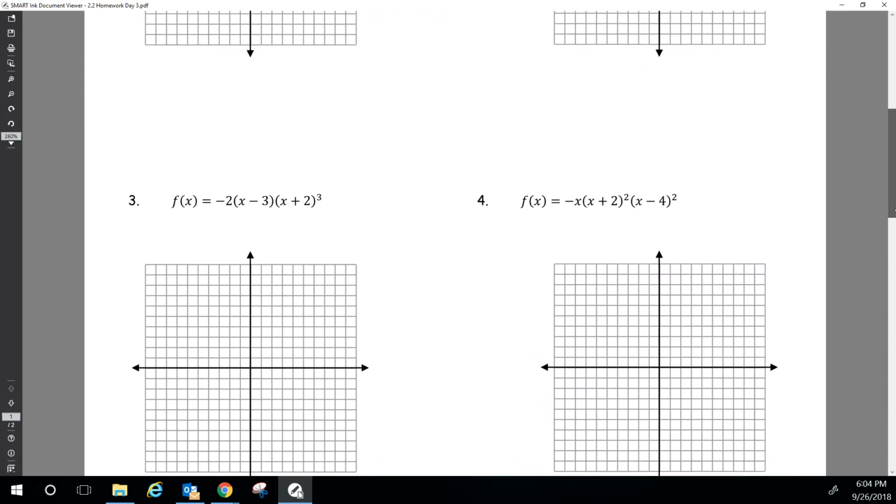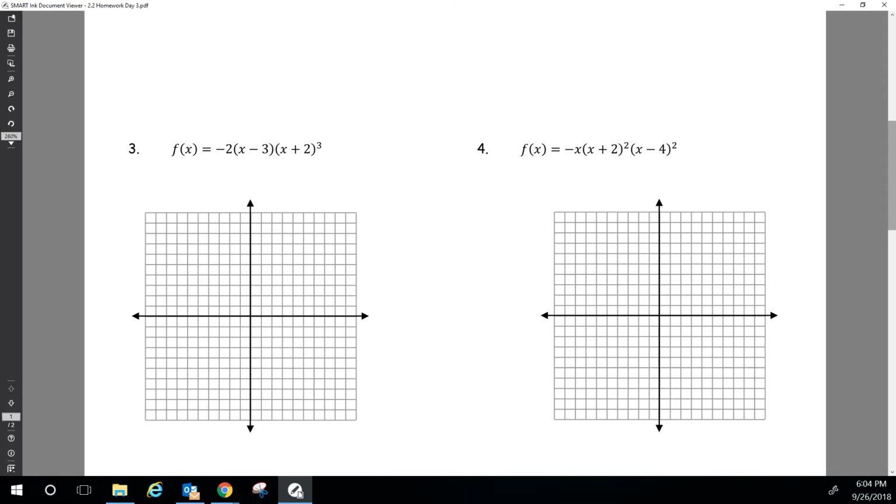All right, number 3. For my leading term here, I've got -2 times x cubed. That'd be -2x to the 4th. It's an even degree, so it's going to be parabola shaped, but this time it's negative, so I'm opening down.